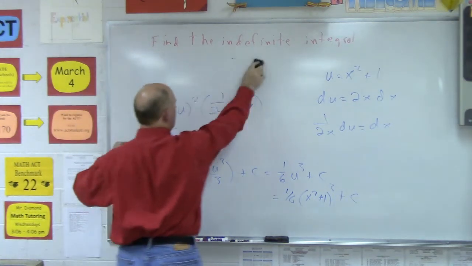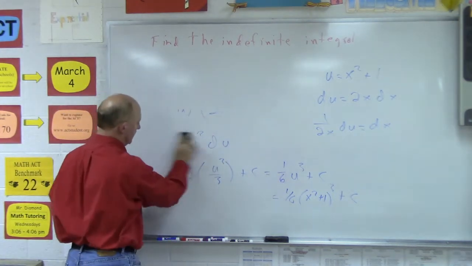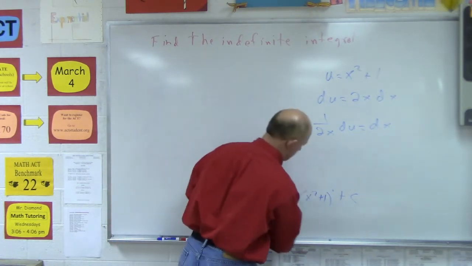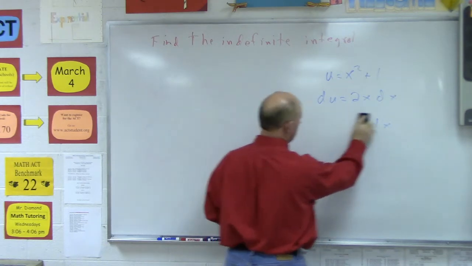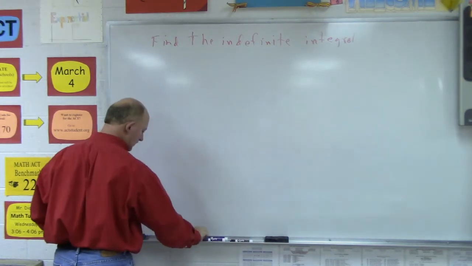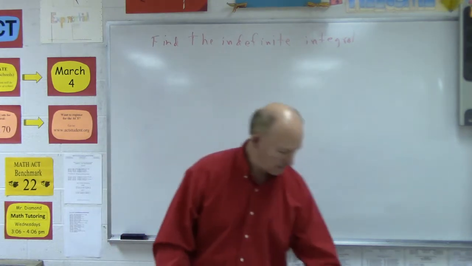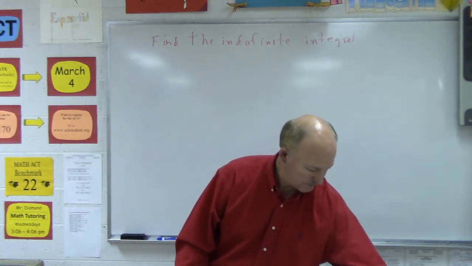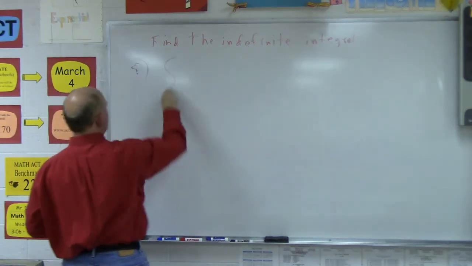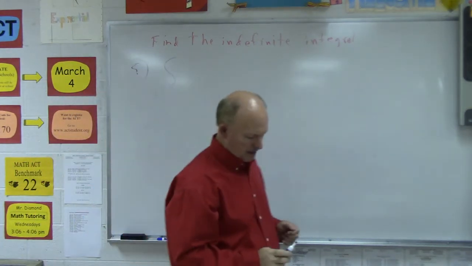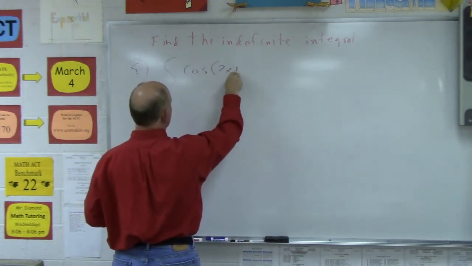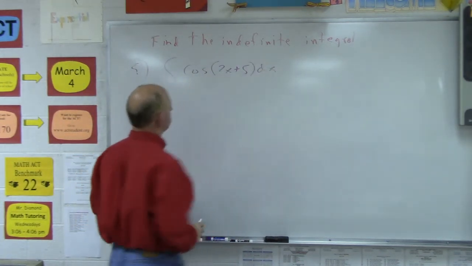Let's try another one. We're just running through a bunch of examples. That was pretty easy. Let's try another one. Let's try this integral right here. Number 5, let's try another trig integral. Let's do the integral of cosine of the quantity 7x plus 5 dx.